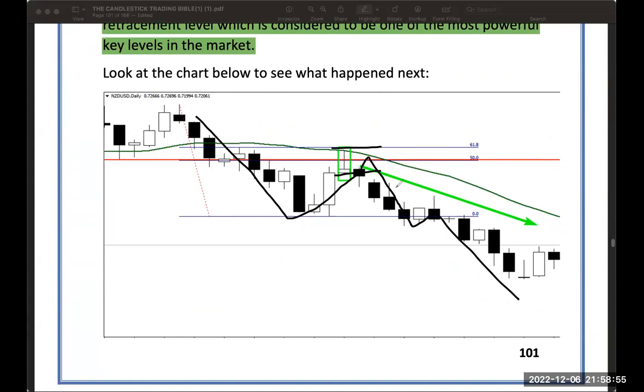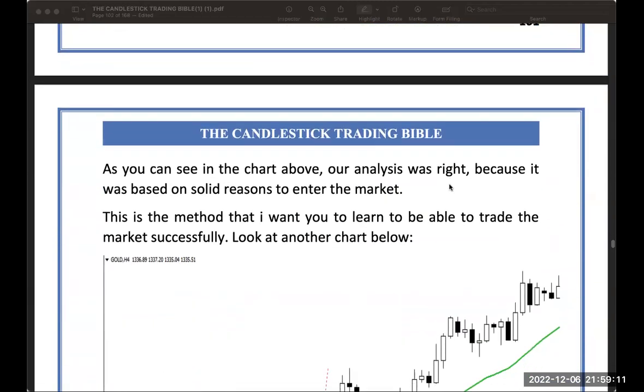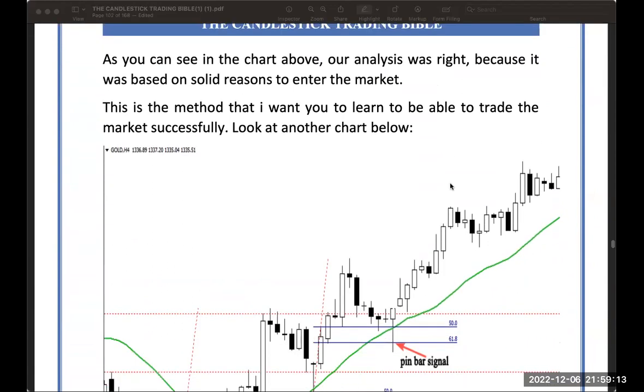So you enter, stop loss, then price just dropped. First they hit this zone, they broke it, then they continue to push down. Okay, so that's actually a good risk to reward ratio, which you actually obtain by catching the impulsive move. As you can see in the chart above, our analysis was right because it was based on solid reasons to enter the market. This is the method that I want you to learn to be able to trade the market successfully. Look at another chart below.